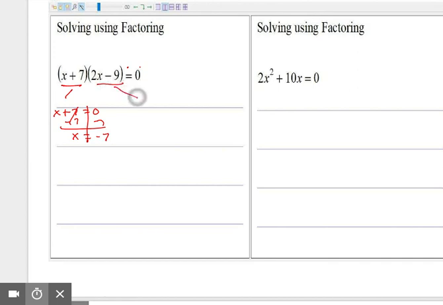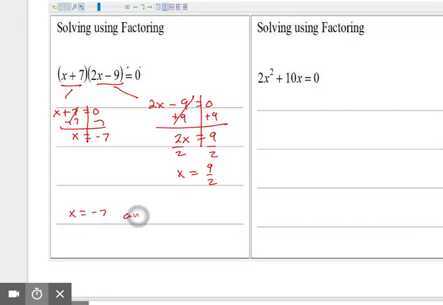And I also have 2x minus 9 equals 0. And then I solve that equation. Add 9 to both sides. I get 2x equals 9. Divide by 2. And x is 9 over 2. So my answers here are negative 7 and 9 over 2. Those are my 2 solutions here.